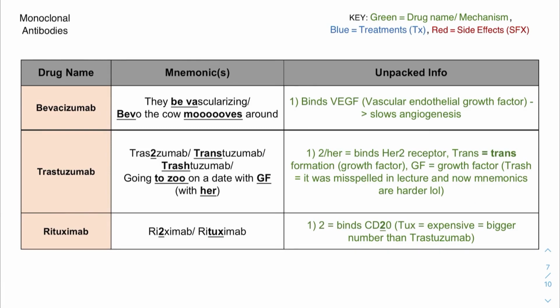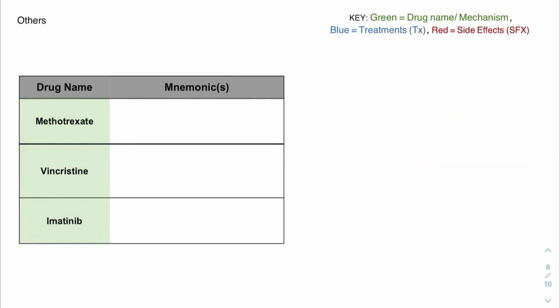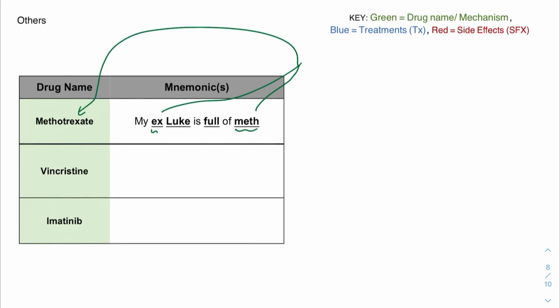Now on to our last chunk, the other category. Firstly, with Methotrexate, we're going to be using the sentence, "my ex Luke is full of meth." Mnemonics making a comeback. This time, the meth and the X combine to yield Methotrexate, which is none other than a folate analog, hence the FOL.